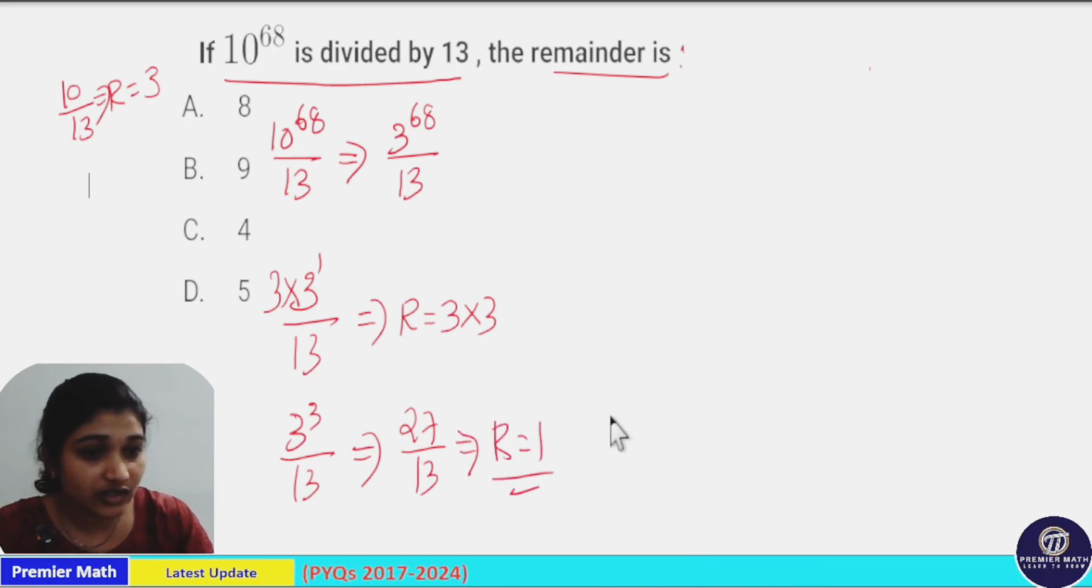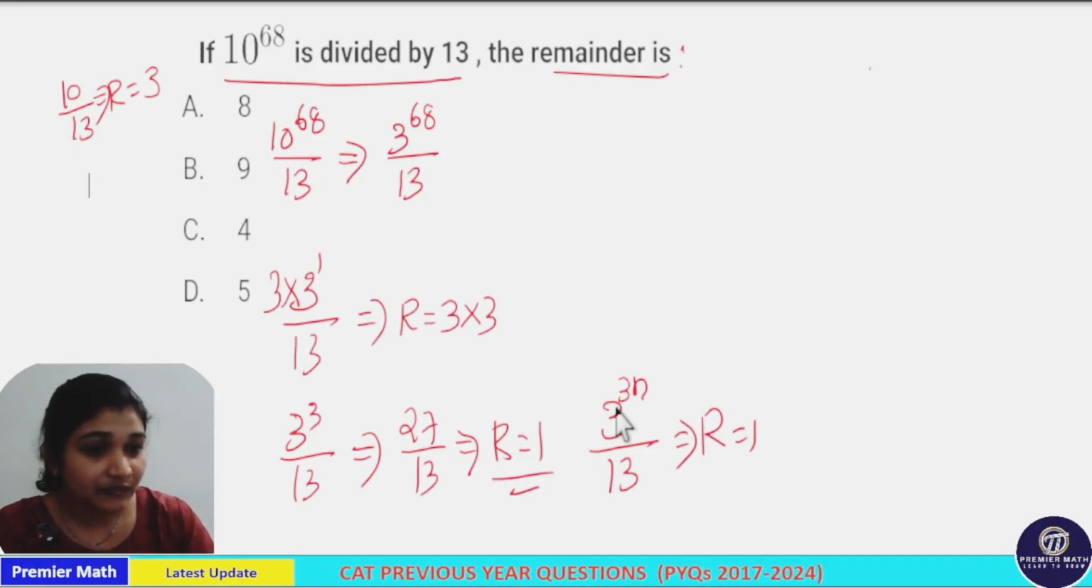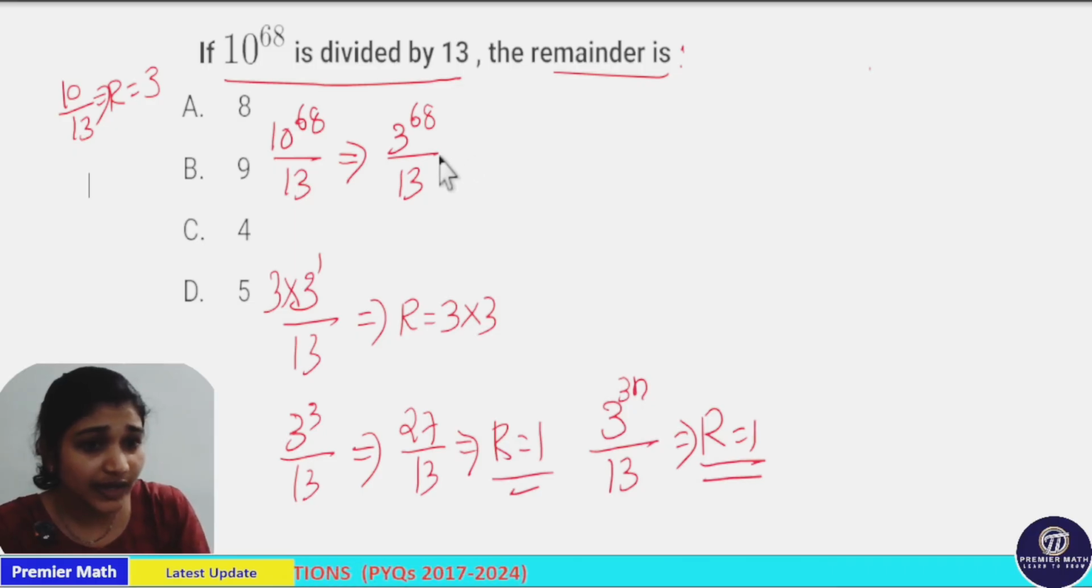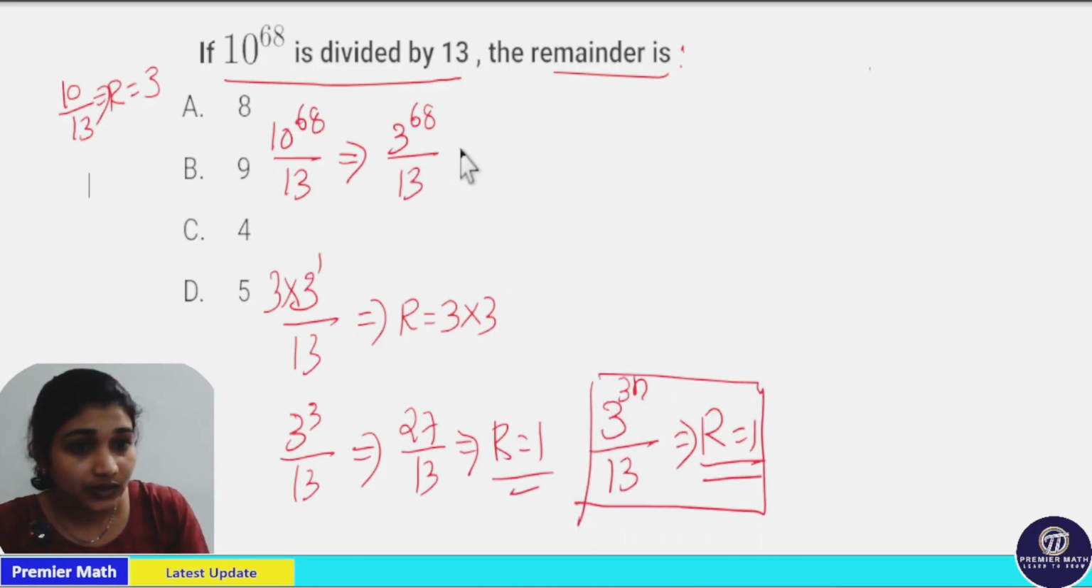Whenever you have remainder 1, you can write 3 raised to 3n divided by 13 as remainder 1 in the case of 3 and 13 here. Here 27 means 3 cube. When you divide 3 cube with 13, remainder is 1, which means 3 raised to 3n by 13, remainder should be always 1. So write 3 raised to 68 in the form of 3 raised to 3n. Now this will become 3 raised to 3 into 22 is equal to 66. Remaining is equal to 2. So 3 into 22 plus 2 is equal to 68.